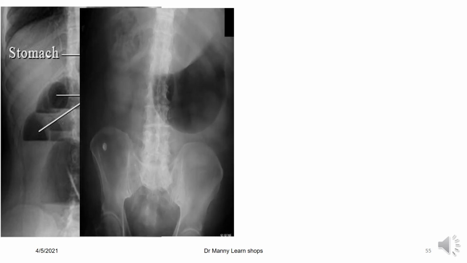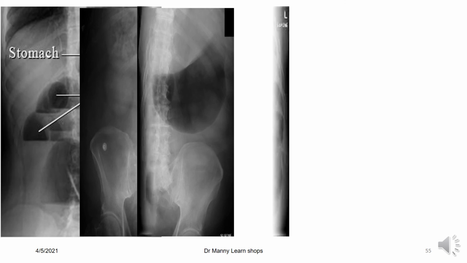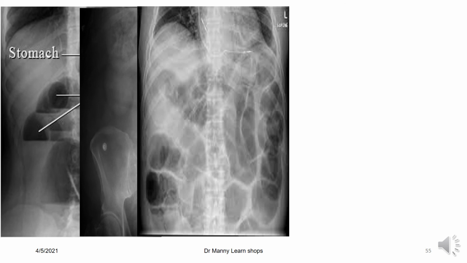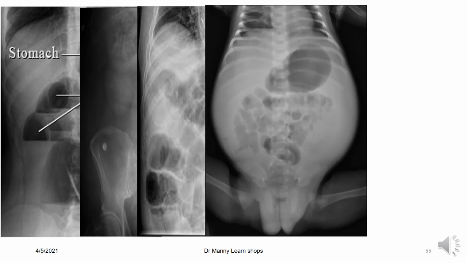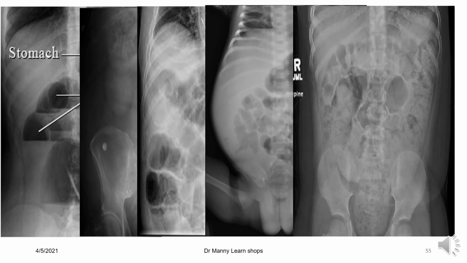Here's just an example. Normally the stomach has got air in it. Air is in the enlarged bowel. There's air in the stomach again, tympany. You've got air in the abdomen, tympany. You've got air in the stomach, tympany. You've got air in the bowel, tympany.